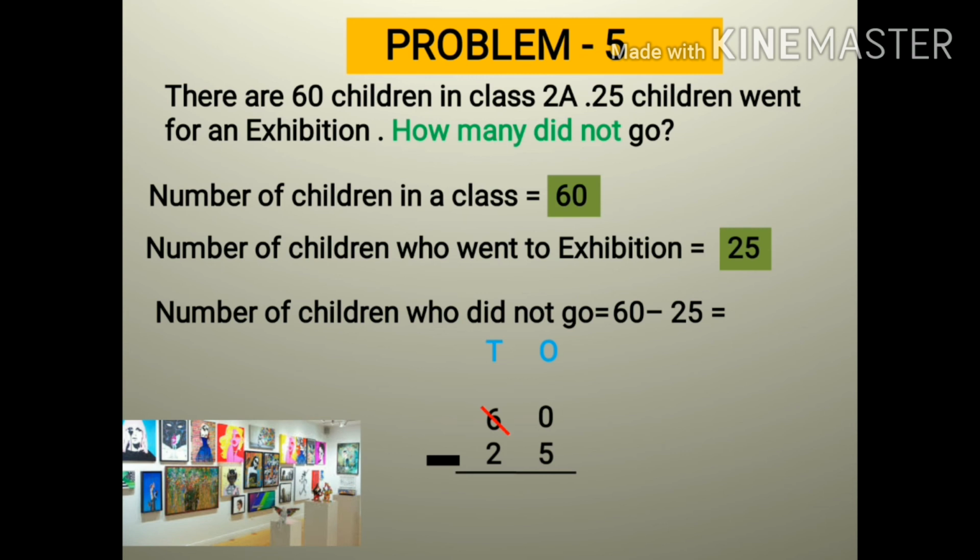So you have to regroup the number and take away 1 ten from the tens place. Take it, and how many are left now? 5. And in the ones place we have 10 ones now. Now subtract 5 from 10. You get it as 5. And from 5 you subtract 2. You get it as 3. Okay, so the answer is 35. So the number of children who did not go to the exhibition is equal to 35.